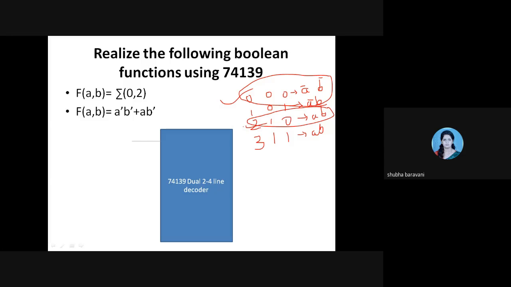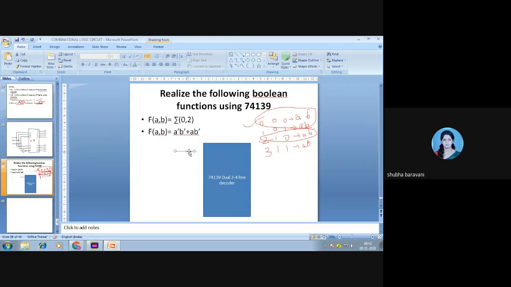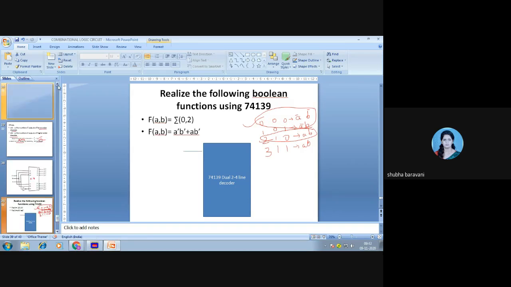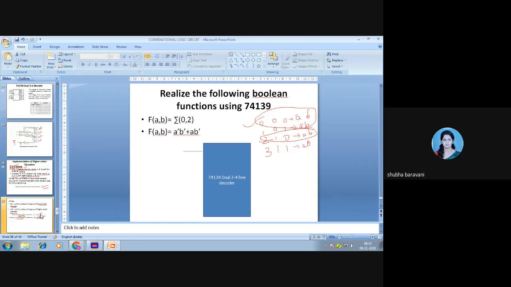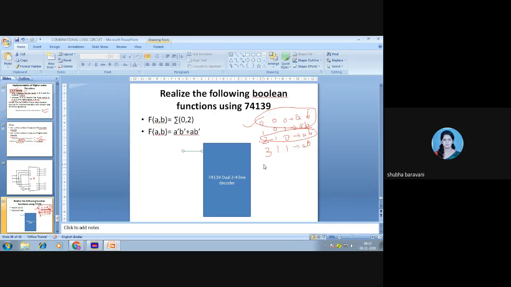Now I want to implement this using a 74139 decoder, which is either a 3 is to 8 decoder or a dual 2 to 4 line decoder. This I had shown you in last class, how we draw a decoder. See, this is a two variable function. It means what?